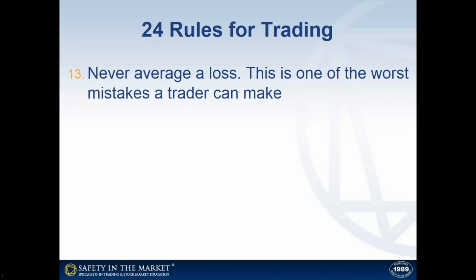The idea behind averaging a loss is people say, well, I bought it at $10, now it's at $8. If I buy some more here and average my loss, the market's only got to get back up to $9 and I can get out with a break even. Okay. And again, it might sound like good advice, but if the market keeps going down, you're losing money at a faster and faster rate as you average down.